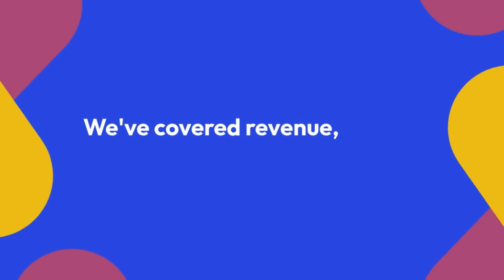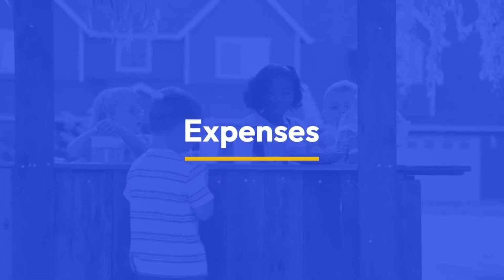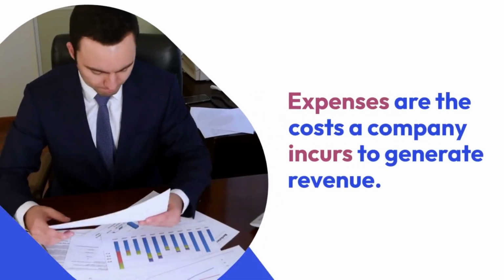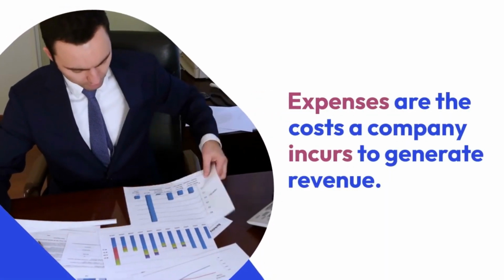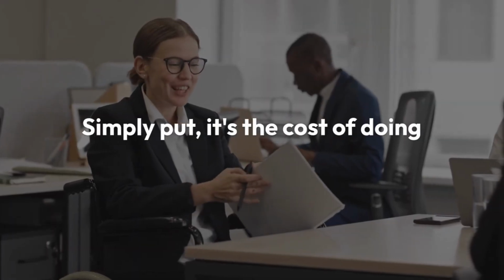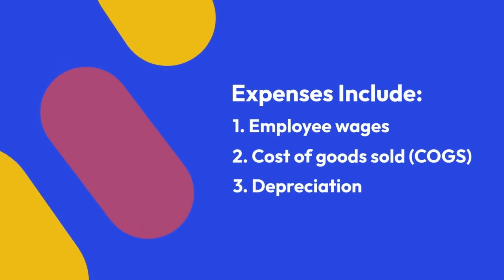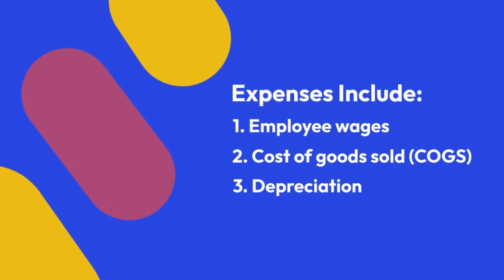We've covered revenue, the top line. Now, let's look at what gets subtracted from it, expenses. In accounting, expenses are the costs a company incurs to generate revenue. Simply put, it's the cost of doing business. This includes anything from employee wages and rent to the cost of goods sold and even depreciation.